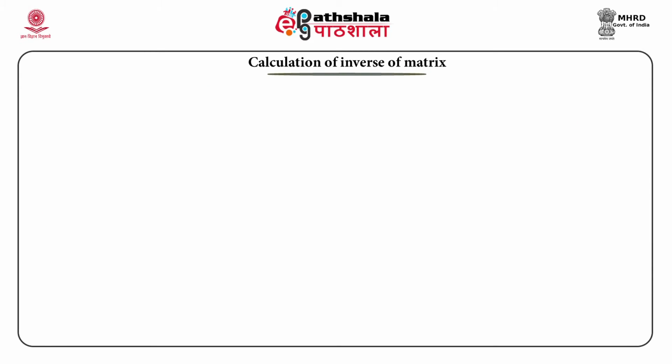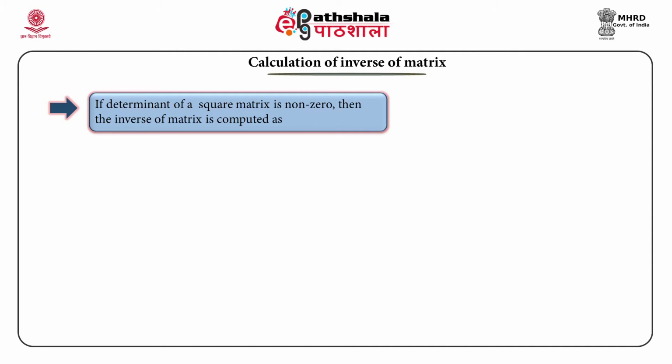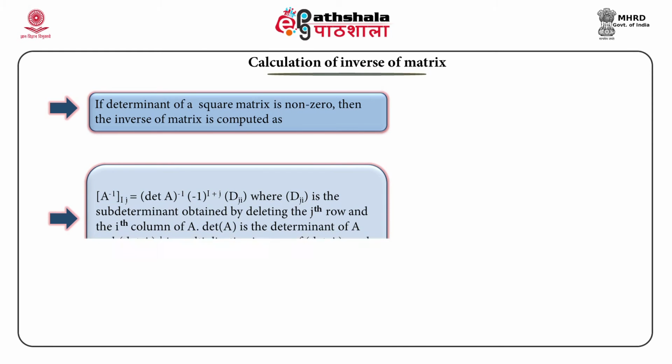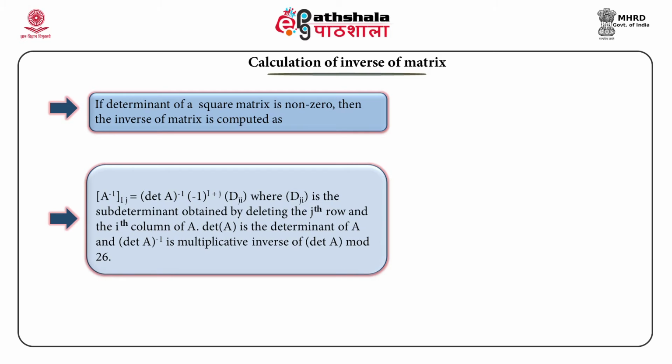So now there is a need for calculation of the inverse matrix. The first condition for calculating the inverse matrix is that the determinant should be non-zero. Keep in mind we are working on a square matrix. So, to compute the inverse of a matrix, the equation says given A, its inverse is denoted by A inverse ij, where suffix ij says i rows and j columns.